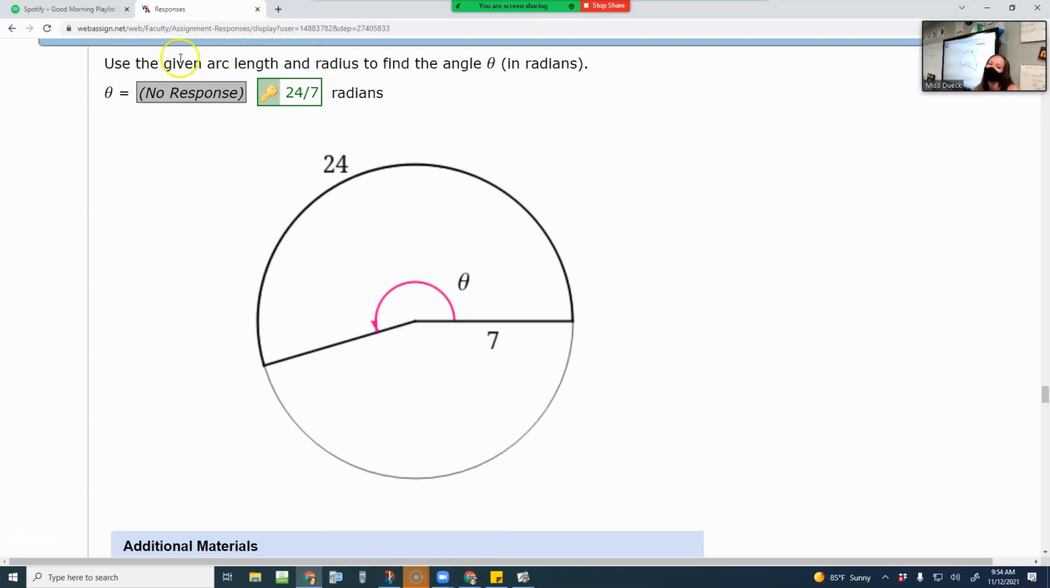But what's the formula to find the angle, given arc length and radius? So the arc length, how much is the measure? 24. What's the radius? 7. You guys just talked with me about how a radian is, right? Radians are how many radii. So how many 7s make 24? Well, 24 doesn't go in evenly. 21 would be 3. 28 would be 4.